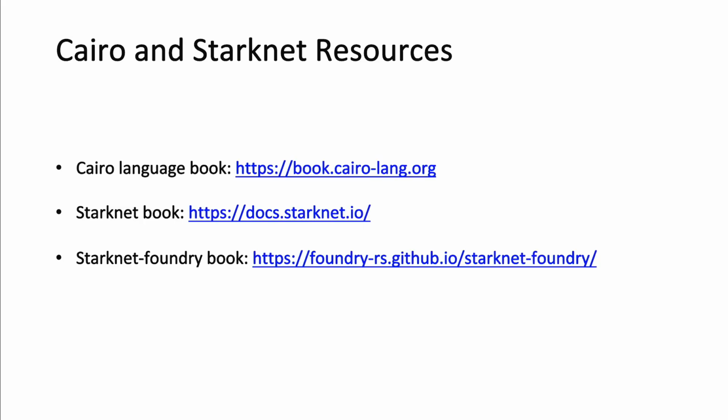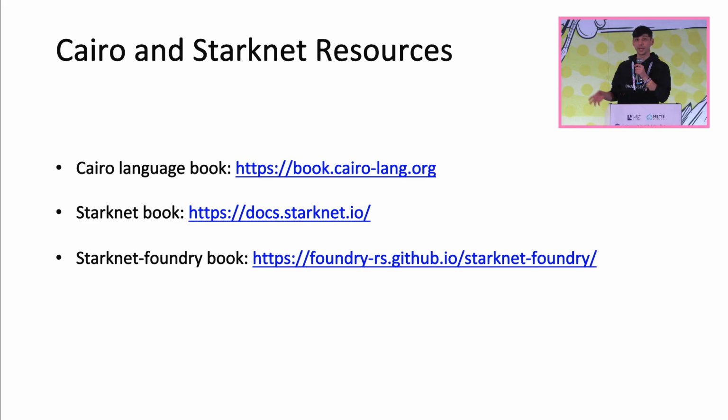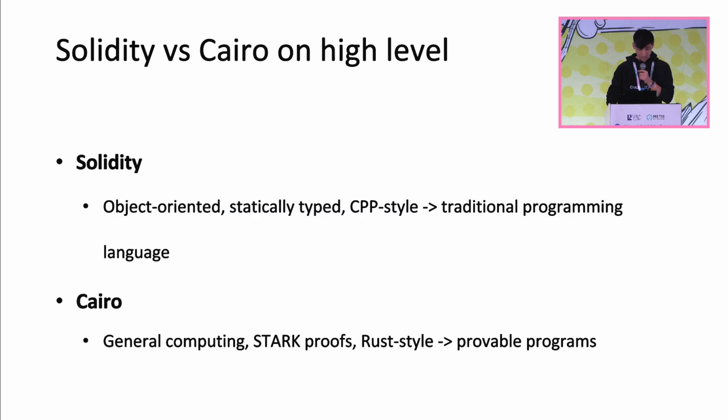First of all, here are some nice resources that I would recommend everyone to explore, because those are your main go-tos if you want to start building on Cairo. There's the Cairo language book, the StarkNet book, of course, to understand what chain you're building on and all the properties of that chain, and then the StarkNet Foundry book, which is the environment you can use to actually write smart contracts.